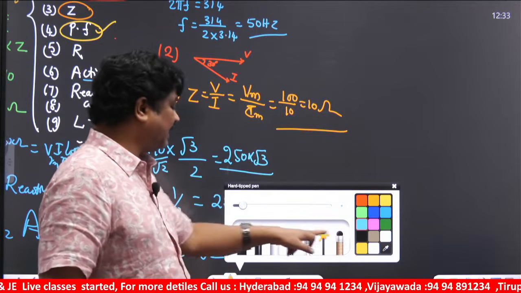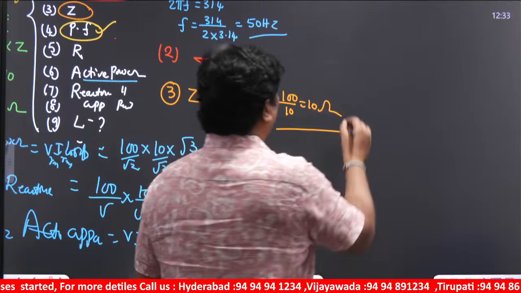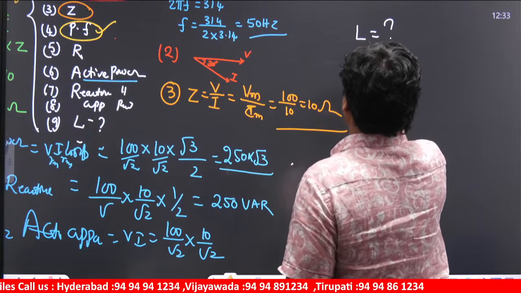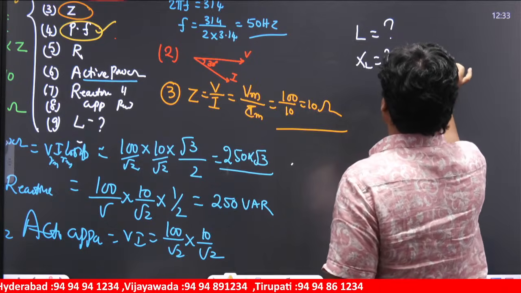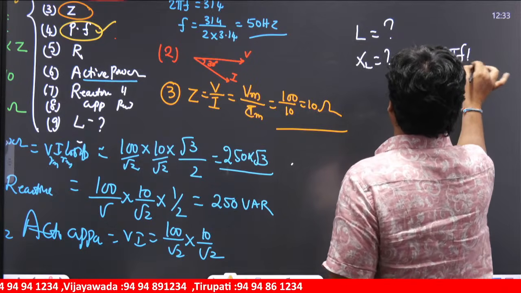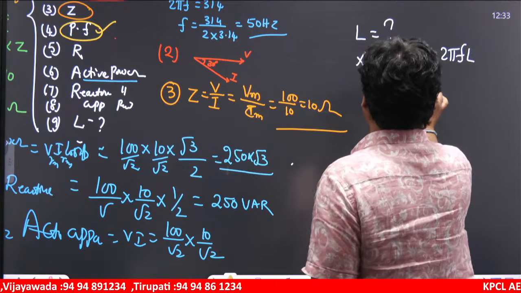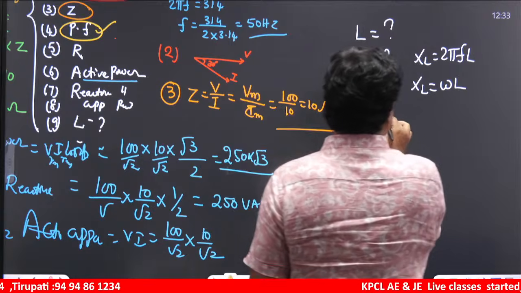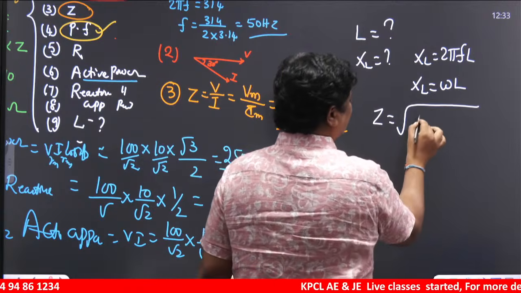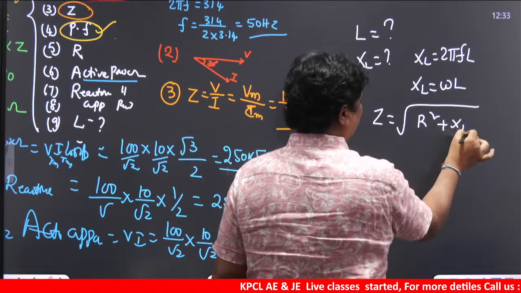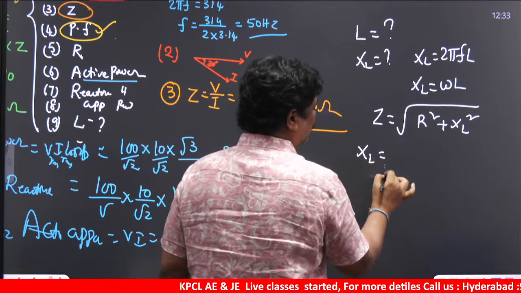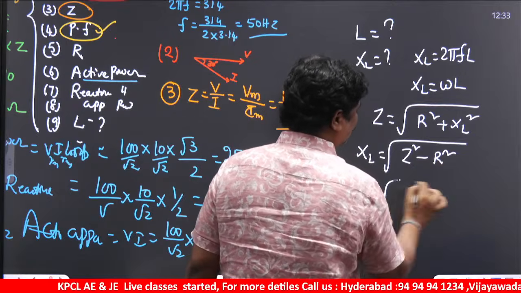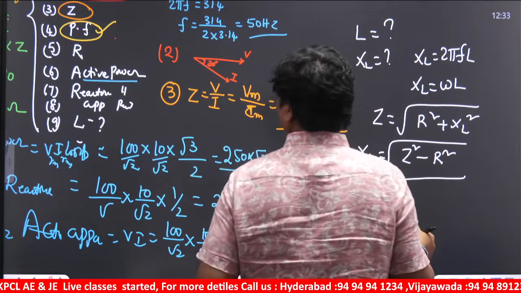If you want to calculate L, you should know XL. XL is equal to 2 pi FL, which is equal to omega L. So, Z is equal to root of R square plus XL square. Then XL is equal to root of Z square minus R square.